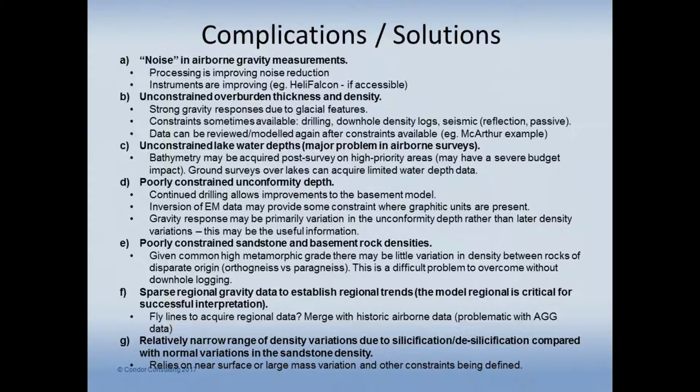Sparse regional data is a real problem, particularly when we're trying to merge AGG data sets, because the regional in older surveys anyway is really poor. You take two overlapping AGG data sets and they just don't conform. So we need some way to conform the data to a common regional reference. New surveys with the Falcon system include a gravimeter, which should allow them to generate surveys which conform better. But when you're pulling historic airborne data out of the archives, you may find that they just don't match at all, and this is a genuine issue.